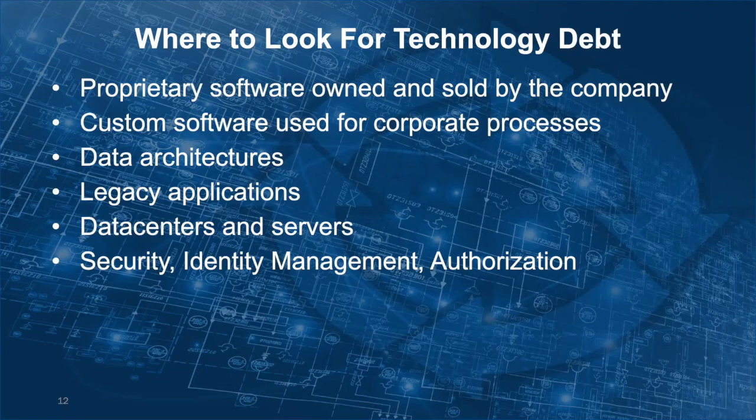I believe it's absolutely critical that any technology due diligence look at the proprietary software owned by the company, including the proprietary software that's sold by the company. This is critically important. There's almost always extensive technology debt in there of some form or another. Additionally, there's the custom software that's used for corporate processes. This can be totally independent applications created by the company, or maybe it is software that kind of stitches together existing applications. Whatever it is, that custom software needs to be evaluated. We always find technology debt there.